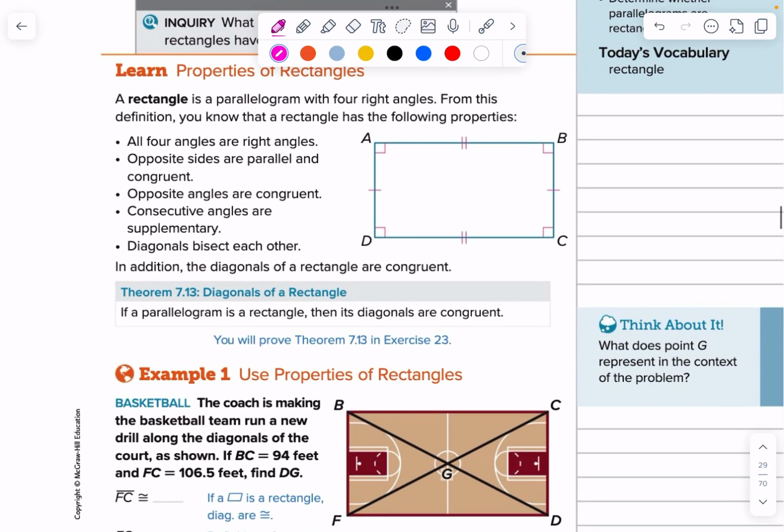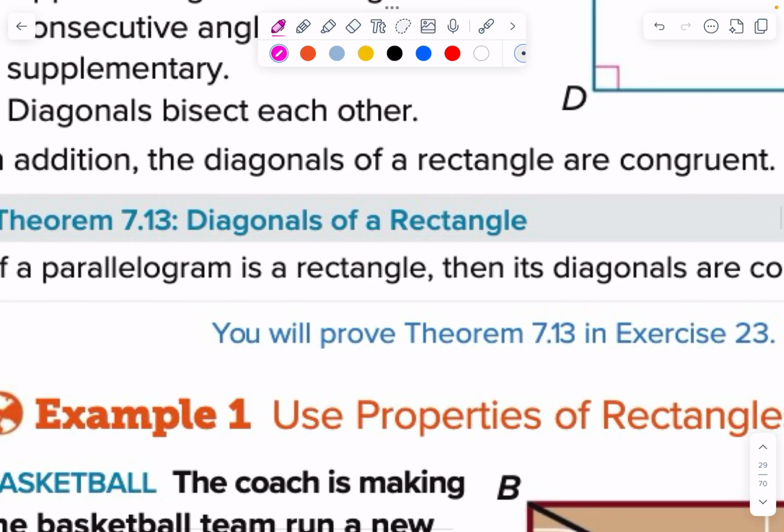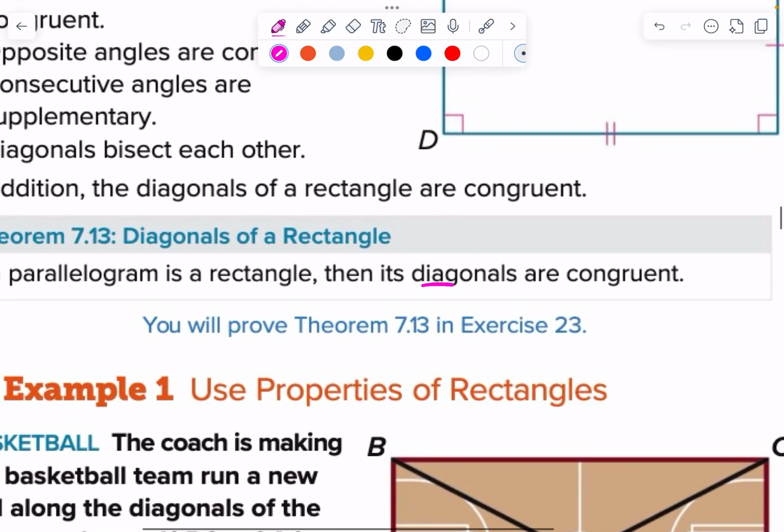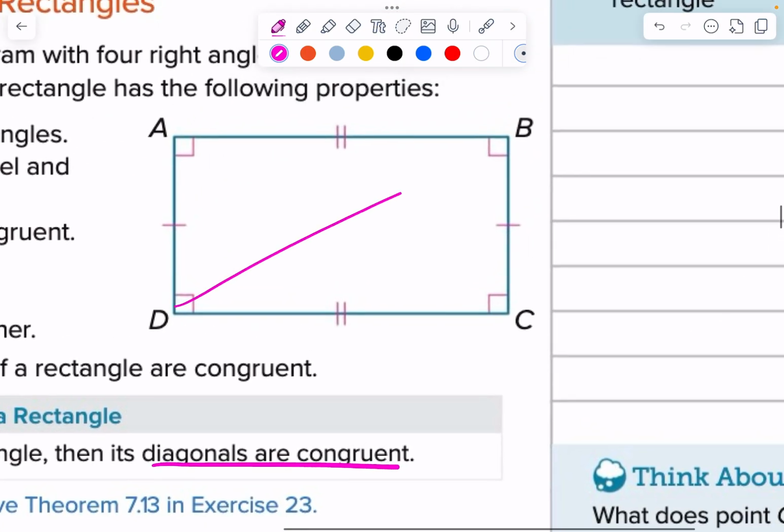Some things that we know. Theorem 7-13 here says if a parallelogram is a rectangle, then its diagonals are congruent. So we just said that. The diagonals will be exactly the same length for a rectangle, but not necessarily true for a parallelogram.